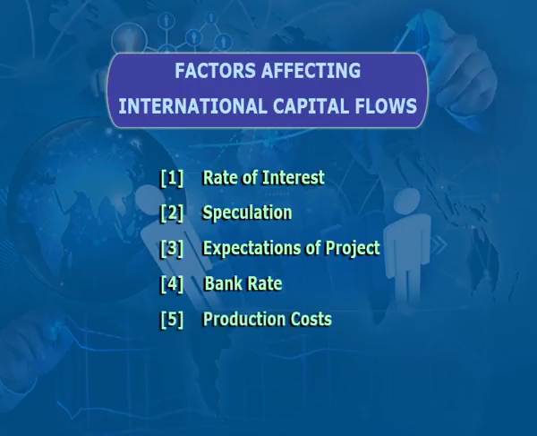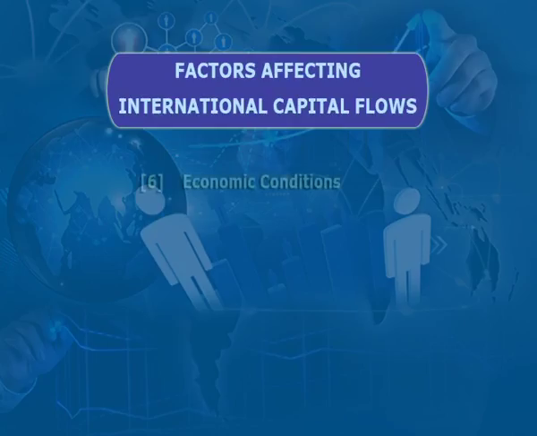Point number 5, production costs. Capital movement depends on production costs in other countries. In countries where labor, raw materials, etc. are cheap and easily available, more private foreign capital flows into them. The main reason of huge capital investment in Korea, Singapore, Hong Kong and other developing countries by the multinational corporations is low production costs. Point number 6, economic conditions.